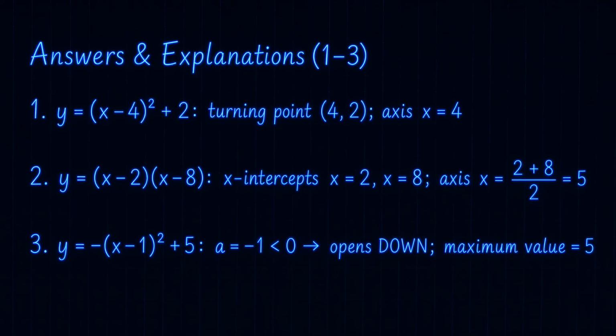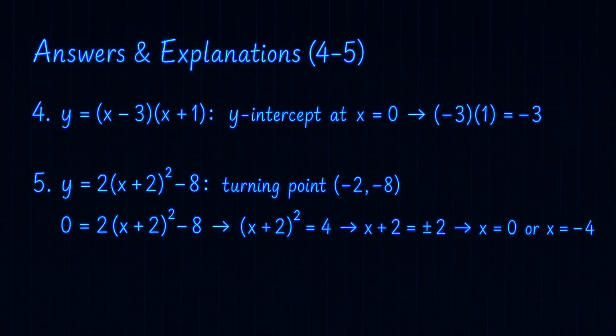Ready? Let us check them together. Question 1. Turning point form gives it away. The turning point is (4, 2), and the axis of symmetry is x equals 4. Question 2. The x-intercepts are 2 and 8. Halfway between them, 2 plus 8 over 2 is 5, so the axis is x equals 5. Question 3. a is minus 1, negative, so it opens down, and the maximum value is 5.